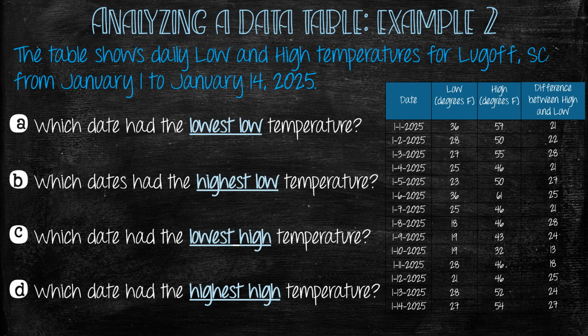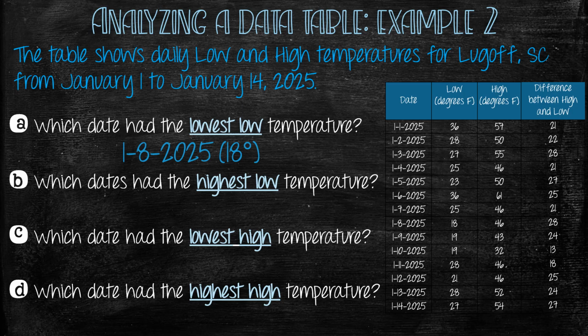So low temperatures is that second column. You need to scan down through there, and the lowest of the lows is on the 8th of January, 18 degrees. So which dates, this one's plural, had the highest low temperature?